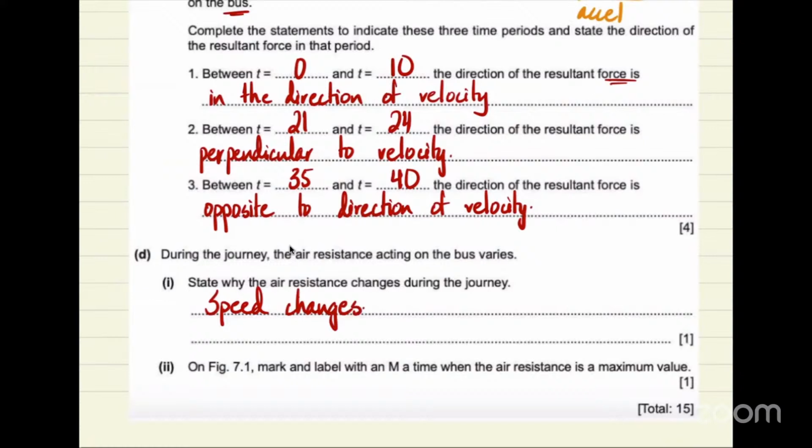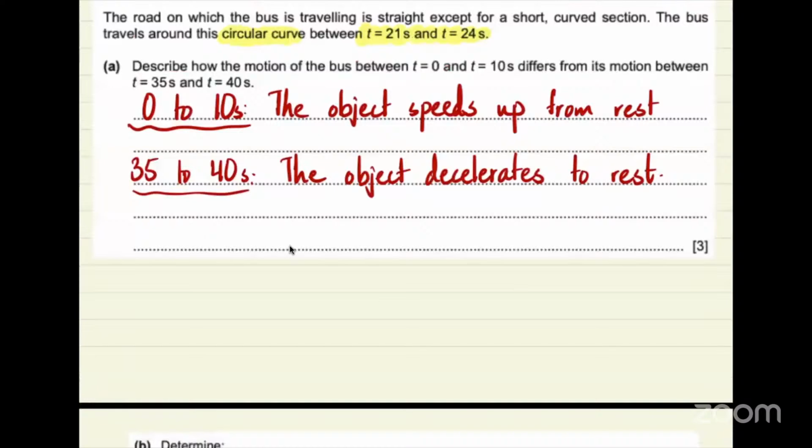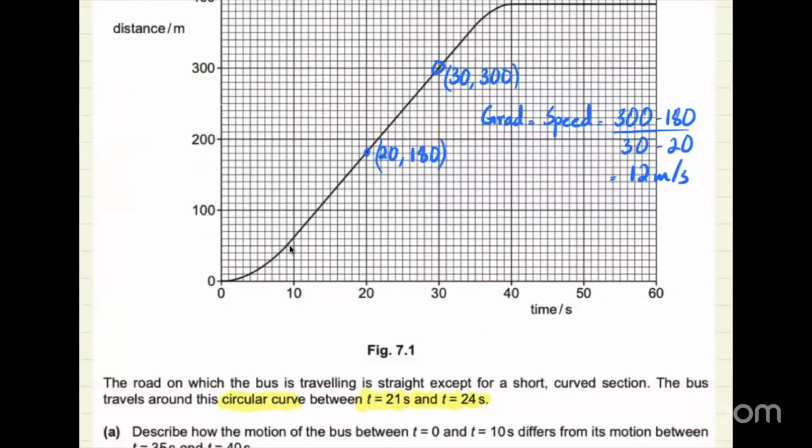On 7.1, mark and label with an M a time when air resistance is maximum. Based on your part here, for air resistance to be maximum, speed is also maximum. You actually just use that in this part. So the speed is maximum all throughout this straight line part. So you just pick any point and you write M over there. Right? So this is where your air resistance is the maximum. All right. So that's basically something related to forces as well.